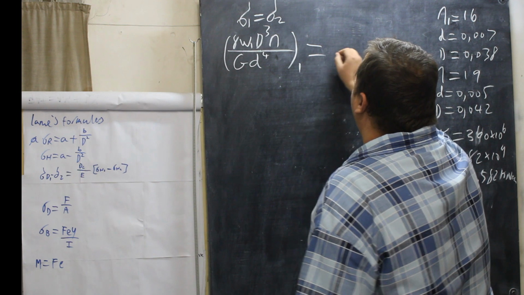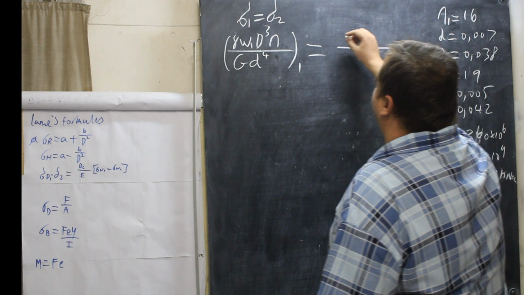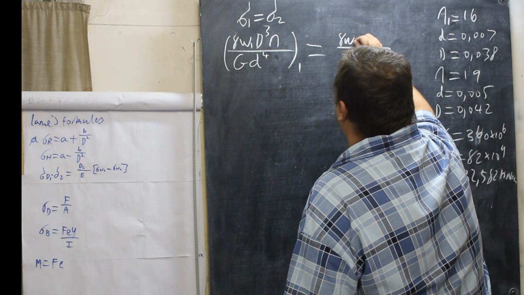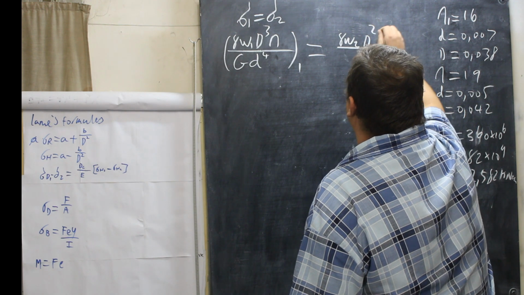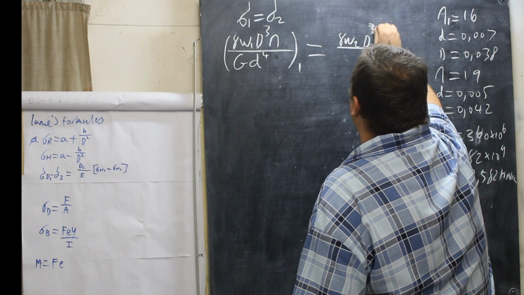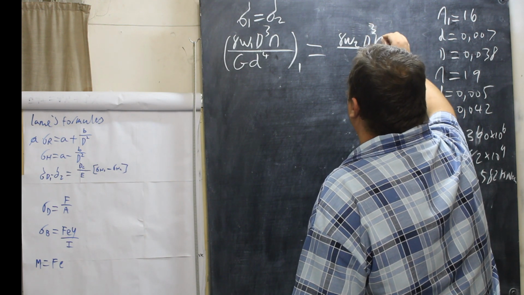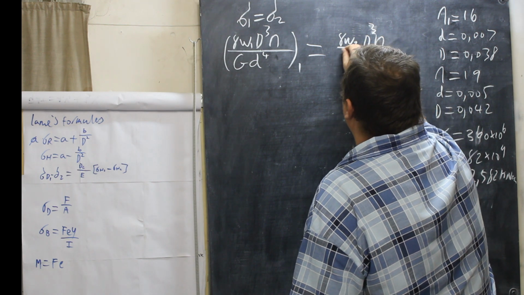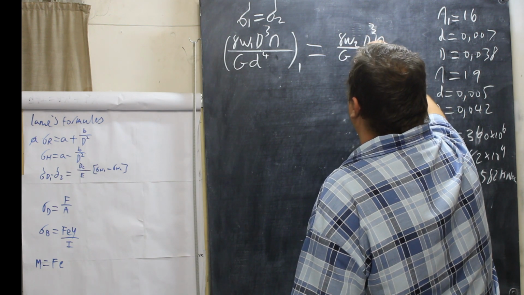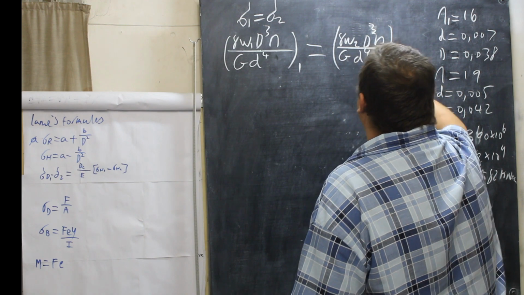So deflection 1 is now over 8 W2 D to the power 3 n over G d to the power 4 for spring 2.